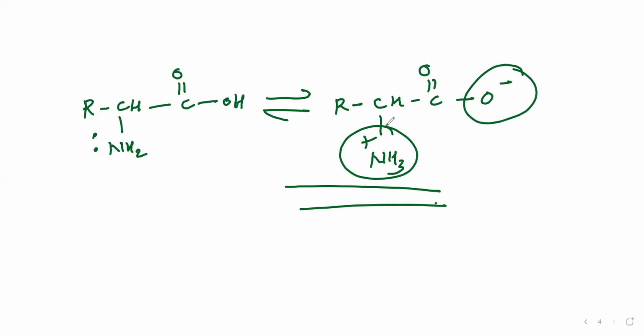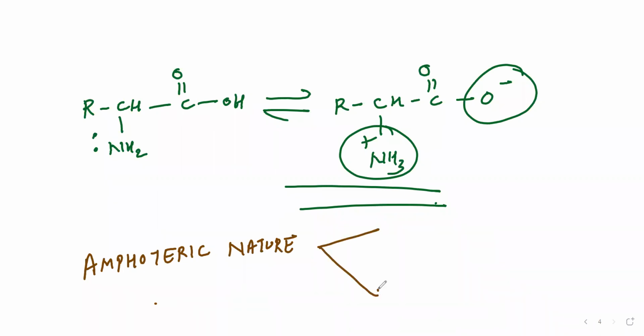Now, because both the charges are present, the zwitterion forms an amino acid having amphoteric nature. Amphoteric nature. Ampho means two. Because they have an amphoteric nature, with positive and negative signs present, they can react with both acids and bases.